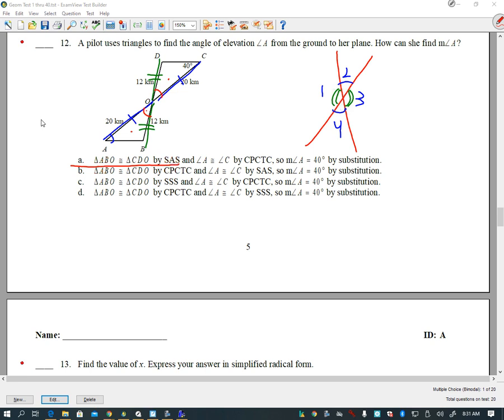So if these two triangles are congruent, then their corresponding parts are congruent. And a corresponding angle to angle C is angle A. So by CPCTC, corresponding parts of congruent triangles, angle A has to equal angle C, so it equals 40 by substitution, because if angle A equals angle C, then I can substitute 40 degrees for angle C, okay? Therefore, I see A as an answer. Does that make sense? We have to be able to see vertical angles. We have to be able to work with them and know that they're there. Any questions or comments on that?